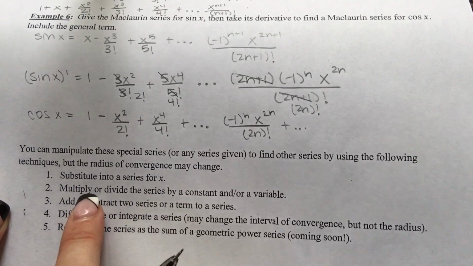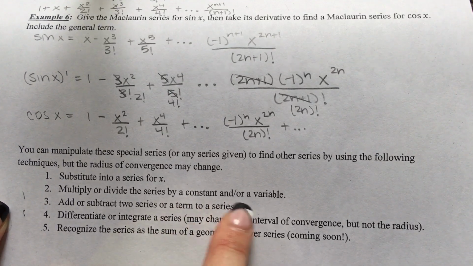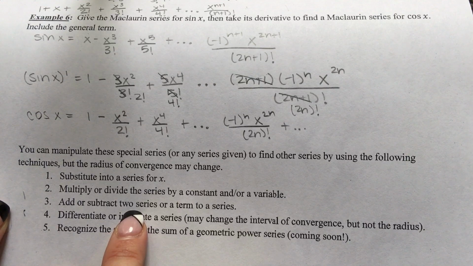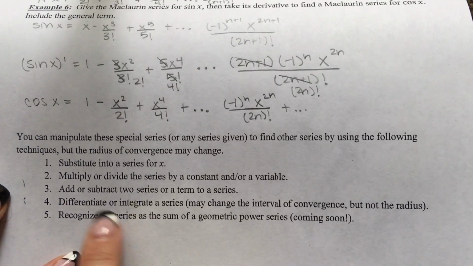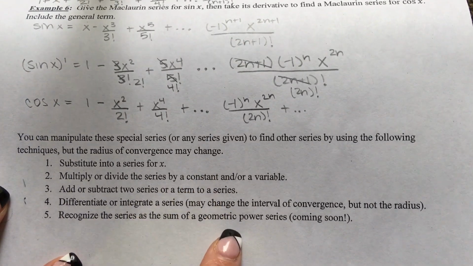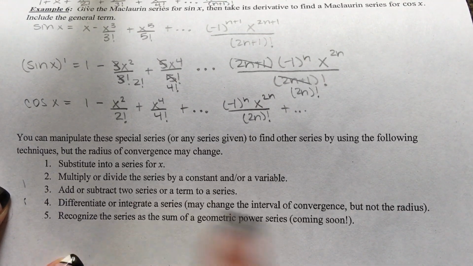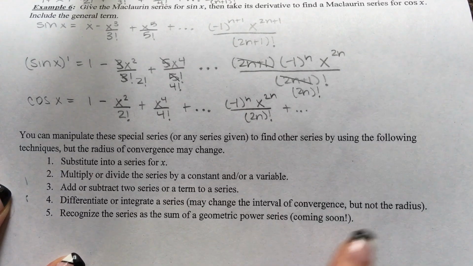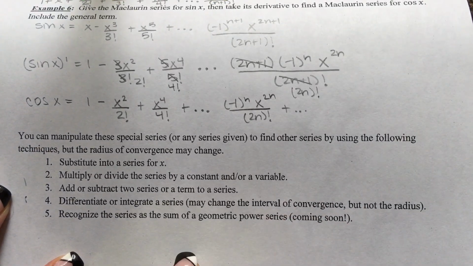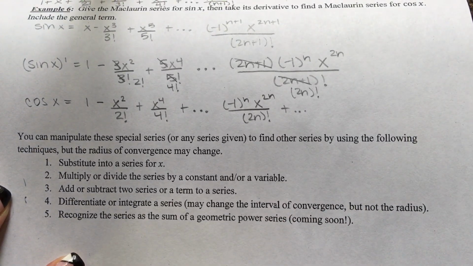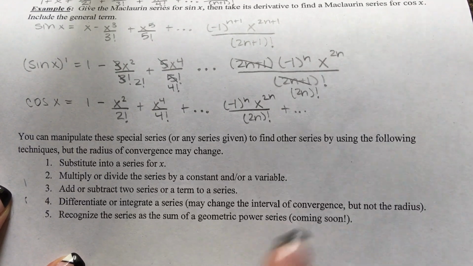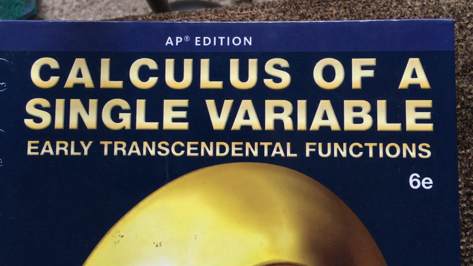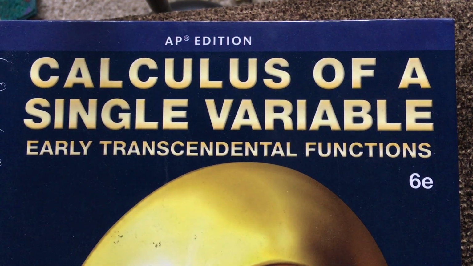You might multiply or divide the series by a constant or a variable. You could add or subtract two of the series or a term to a series. You can differentiate or integrate to go back and forth like what we just did. And it says it may change the interval of convergence, so be careful to watch out for that. Not the radius, but just the interval of convergence. And then it says recognize a series as a sum of a geometric power series, which you're going to learn soon.